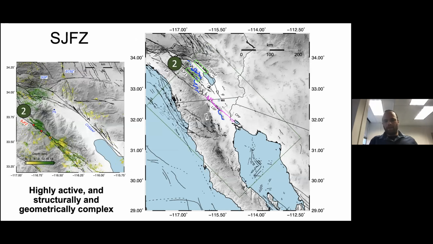Okay, so I'll move on. I know that was quick, but let me move on to a very different scale and a very different topic. The focus will now be the San Jacinto Fault, which is the one I just mentioned as part of that high activity corridor in the previous topic.